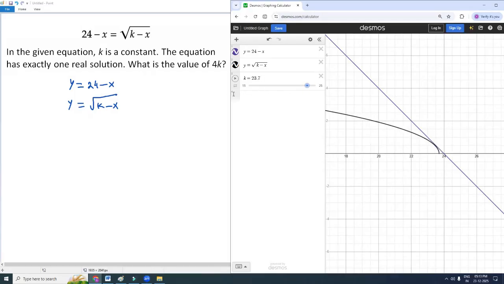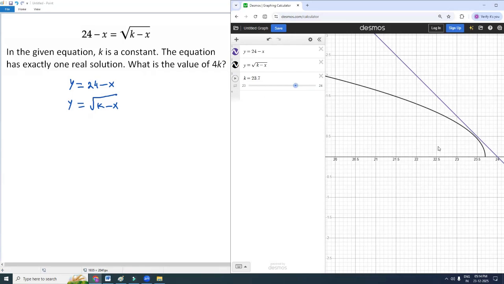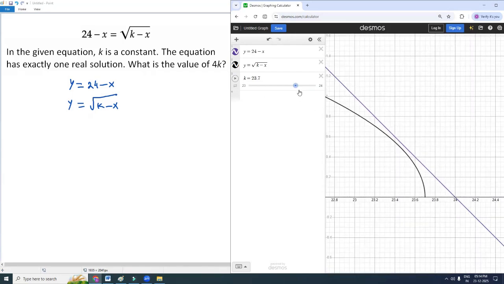So that we can increase the accuracy of the value of k, let me take the minimum value of k as 23 and the maximum value of k as 24. Now let's get the slider. Let me zoom in. Still the graphs do not intersect when k equals 23.7. Let me increase the value of k. Again, they do not intersect.